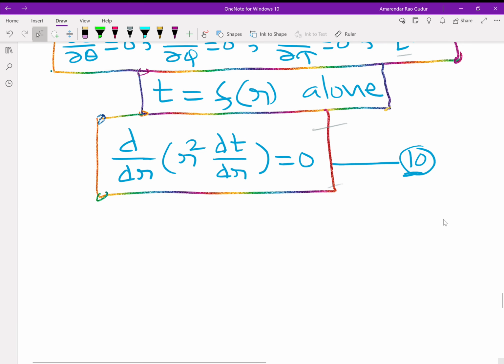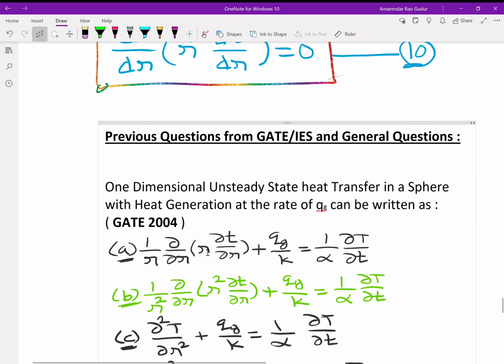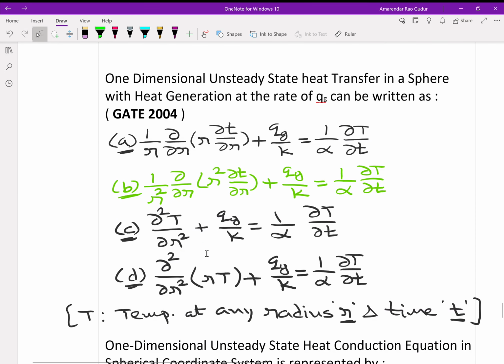Now this is the general heat conduction equation in spherical coordinate system in the simplest possible form. Now let's look at some of the questions that appeared in previous papers as well as some general questions. This was GATE 2004. One-dimensional unsteady state heat transfer in a sphere with heat generation at the rate of Qg can be written as, and you can see that equation B should be correct.